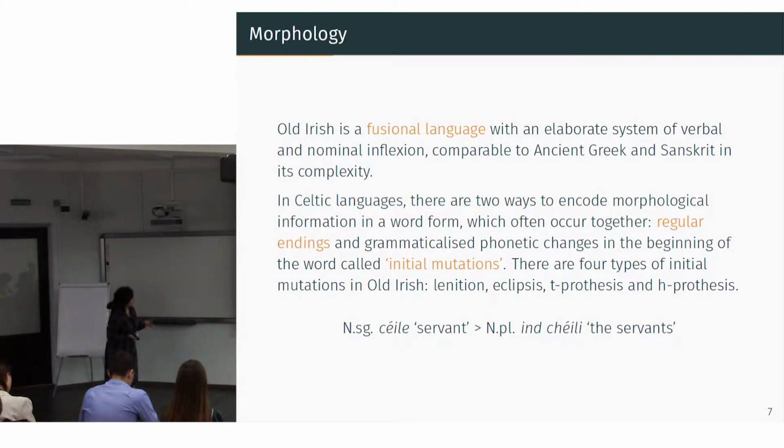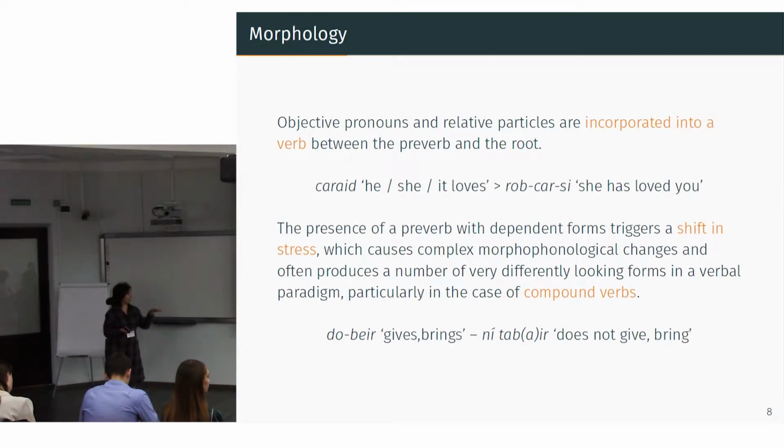So here is a small example of the word "kale," servant, and in nominative plural with the article, it's "kale." So the ending has changed and the beginning of the word has changed. So while lemmatizing it, we have to bear in mind that not only the ending will be different, but the beginning as well.